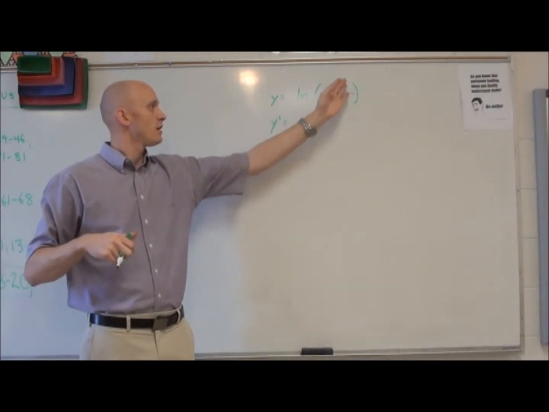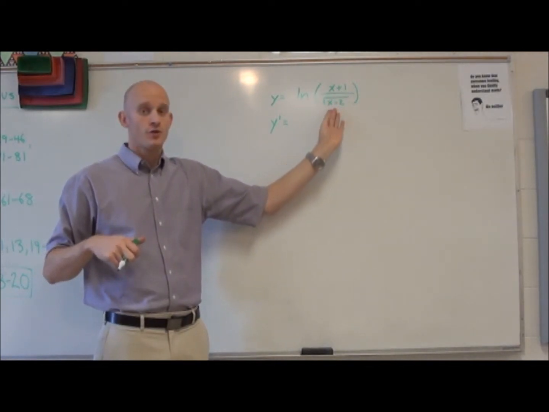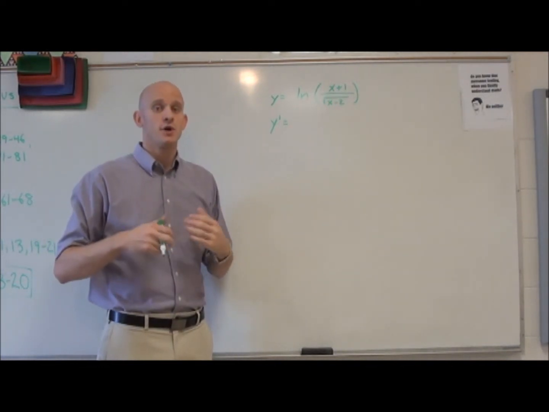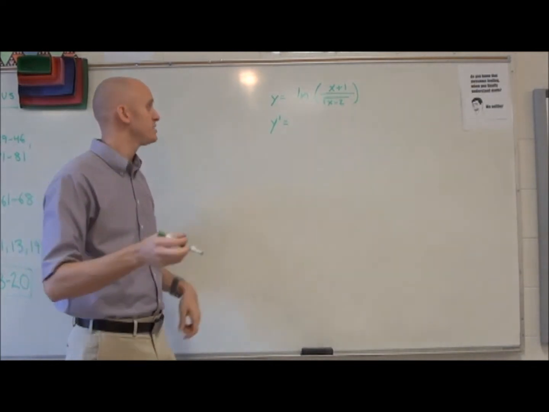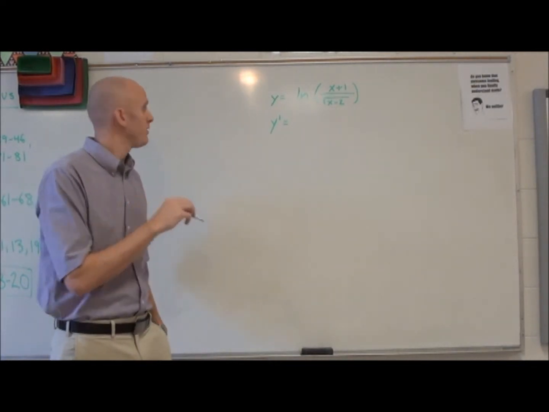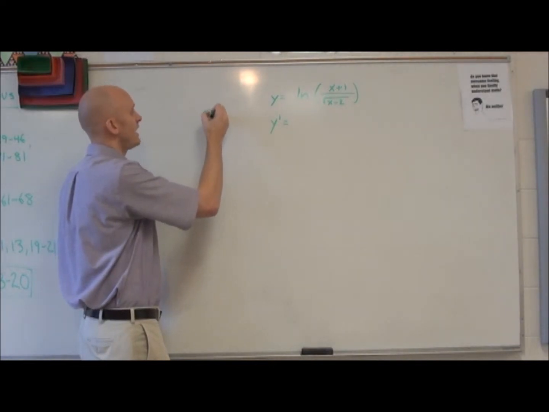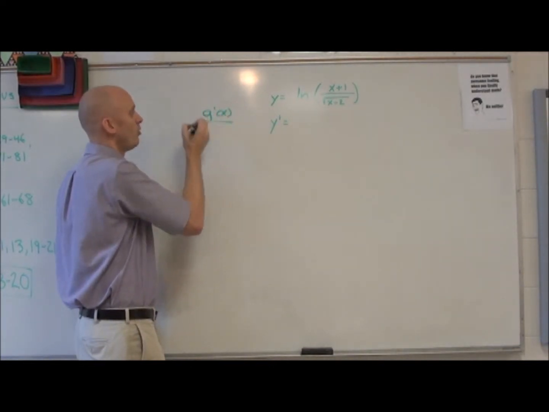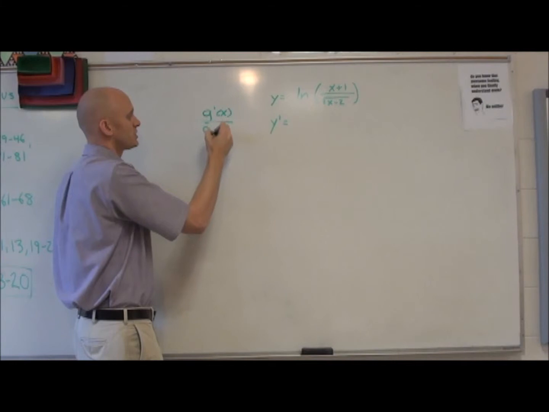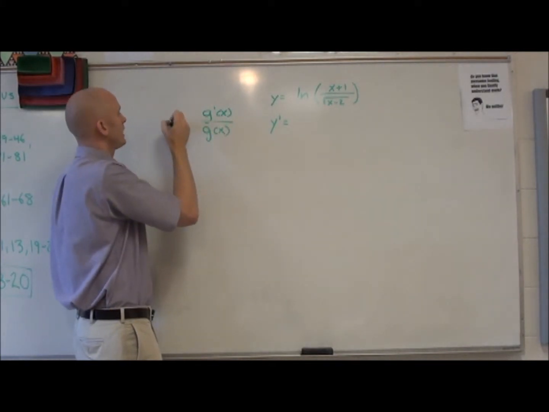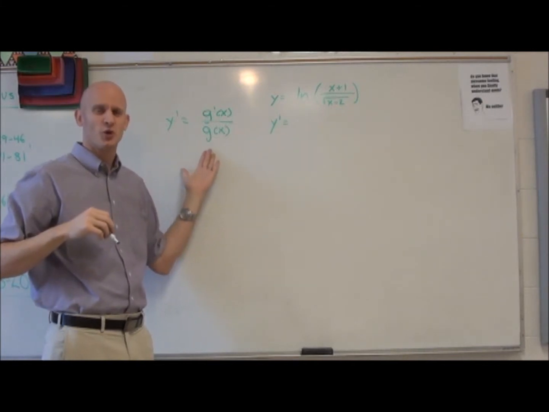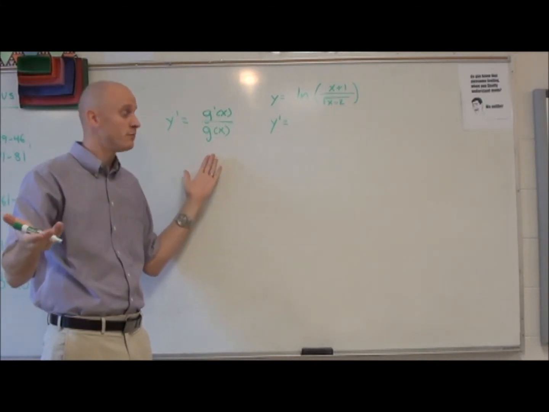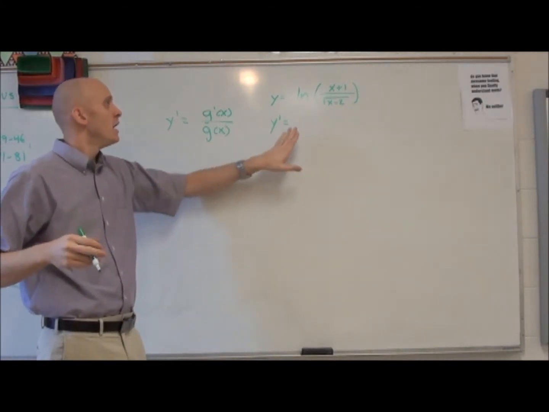Suppose we're given the natural log of x plus 1 over the square root of x minus 2. We can differentiate this in a couple of different ways. The first way is using the rule that we talked about a little while ago of the inside function's derivative over the inside function itself. That would give us y prime when you have a natural log function. That's the shortcut. Or you can use the chain rule, which is the same exact thing, really.